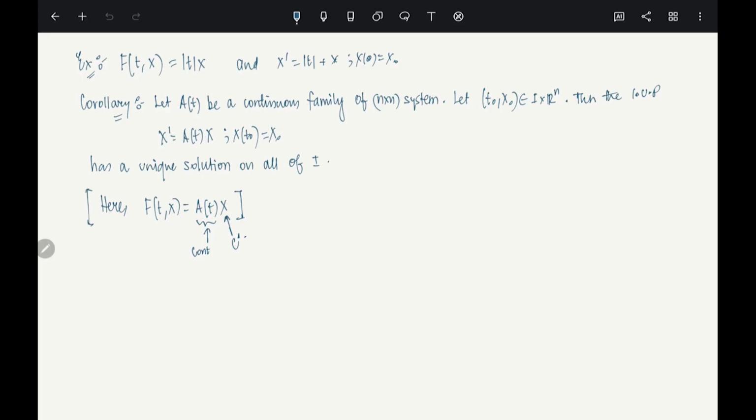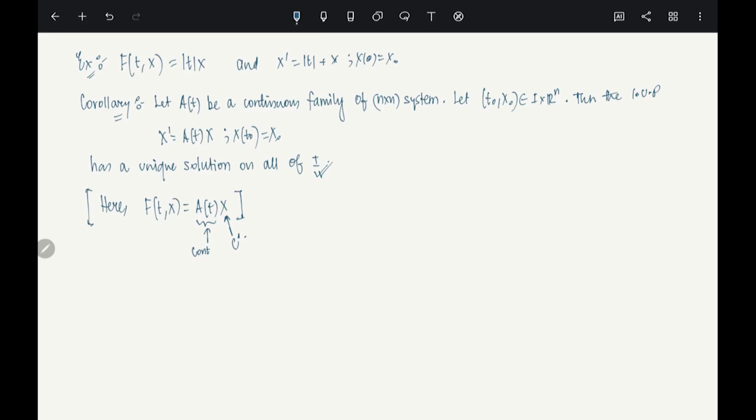Now this is not the end actually. What you need to do is show that the solution exists for all of I. How do you prove something like that, that the solution exists for all of I?